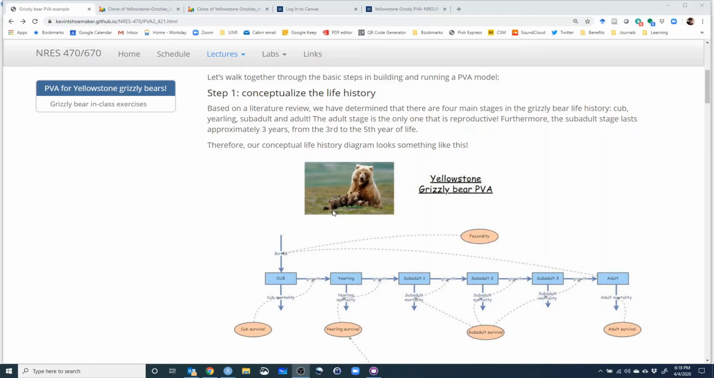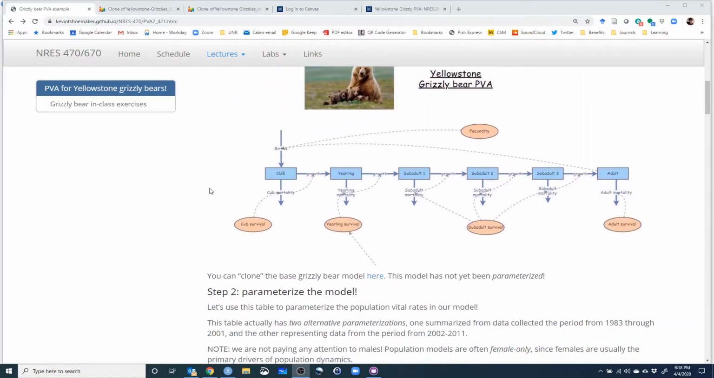How many life stages are there? What's the age at maturity? Potentially, what is the senescence process? Like, what's the oldest possible individual? We're not going to include that here, but that's something you might consider. So what we do is build a diagram that looks something like this.